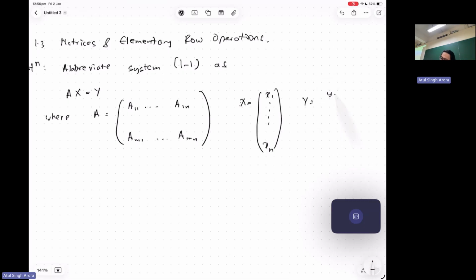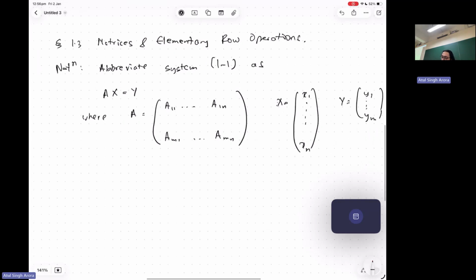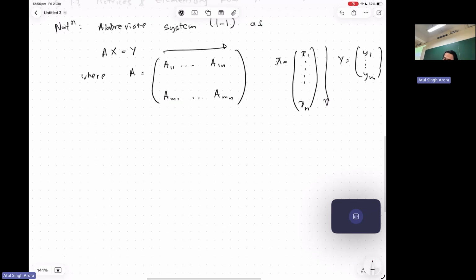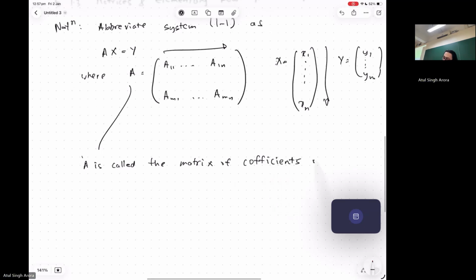so I'm keeping the height slightly different to visually depict that you're multiplying like this, right? Something like that. So forget Y. All right. And here A is called the matrix of coefficients of the system.